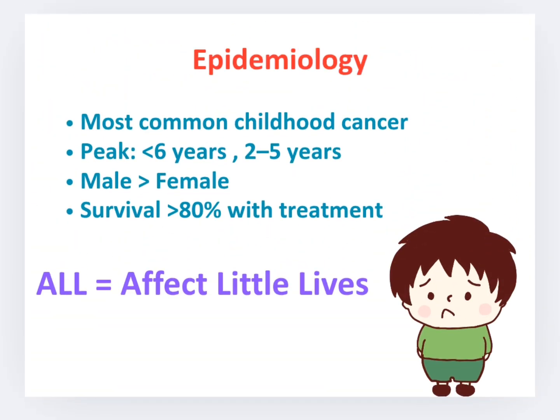Starting with epidemiology, it is the most common childhood cancer. Peak incidence is seen in children less than 6 years of age, more common in males as compared to females, and survival is more than 80% with good treatment. It is ALL. It affects little lives. We can remember by this trick.